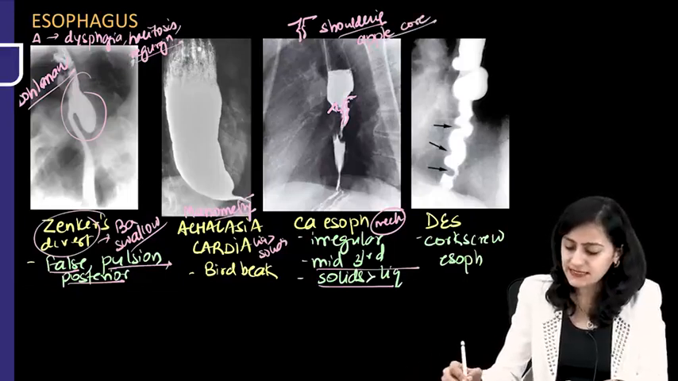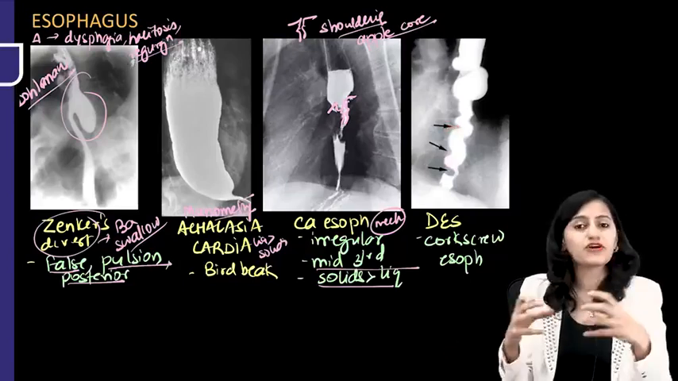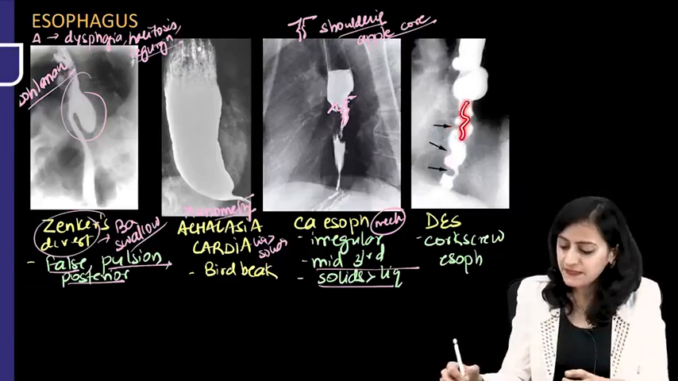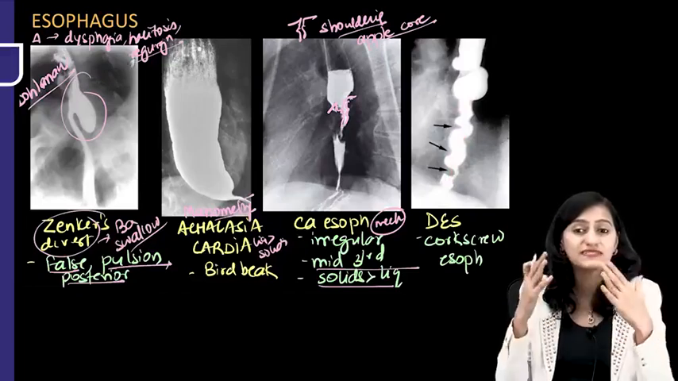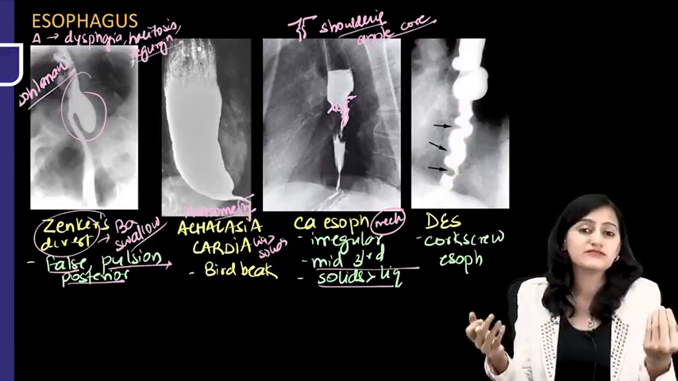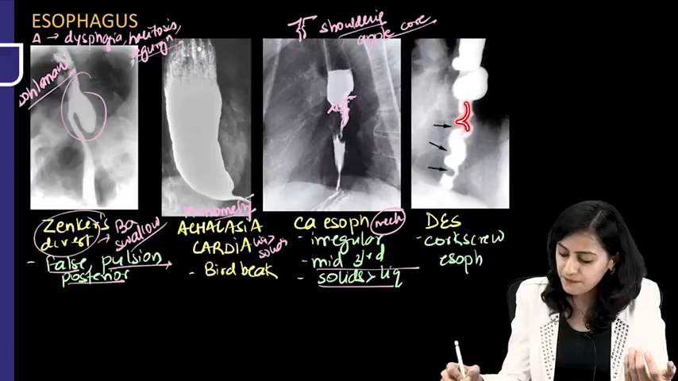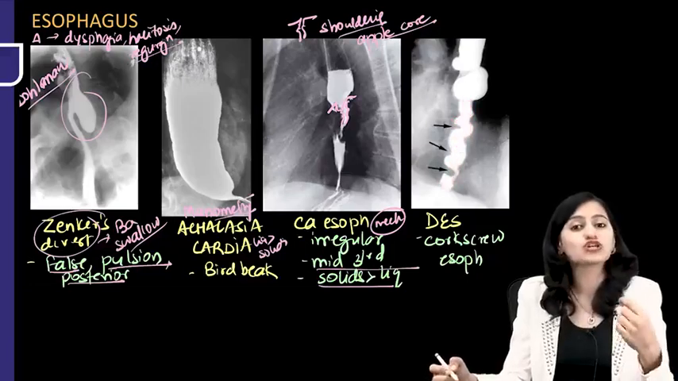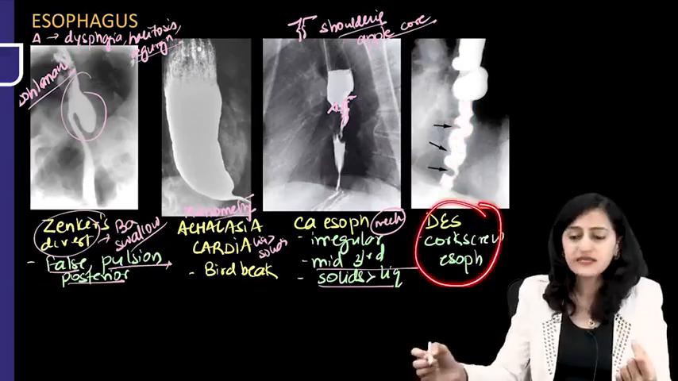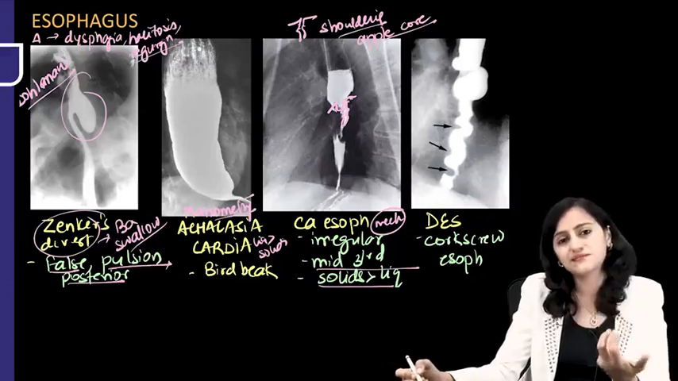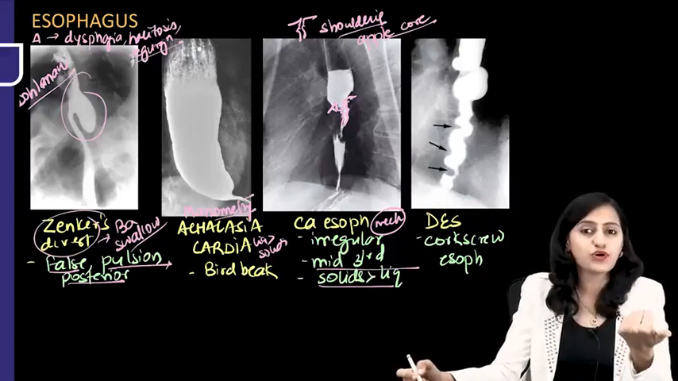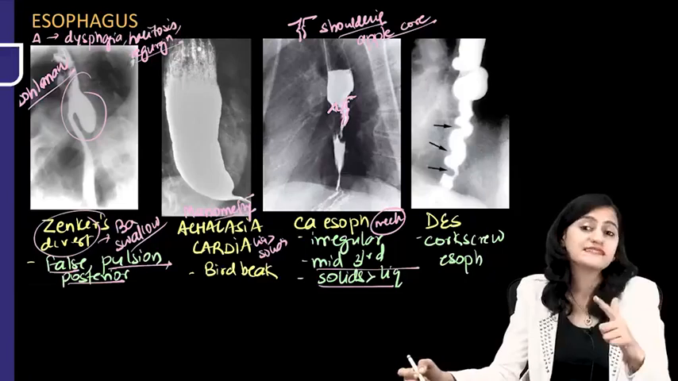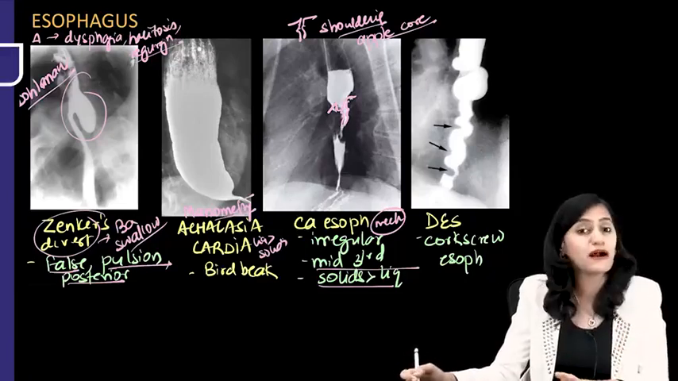Next, what we are seeing in the next image is multiple contractions in the esophagus. This is diffuse esophageal spasm. What is this appearance called? This is the corkscrew appearance, which is seen in diffuse esophageal spasm. Where did we see corkscrew duodenum? Corkscrew duodenum is volvulus predisposed by malrotation.